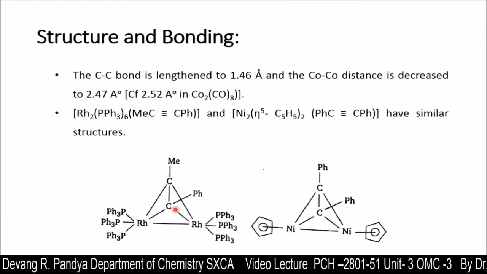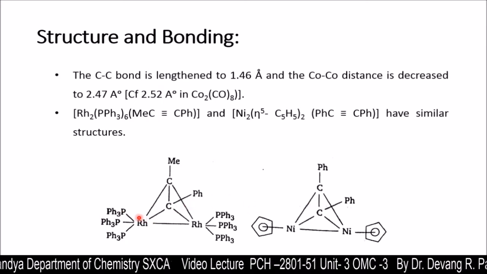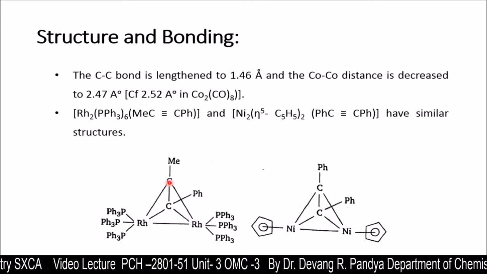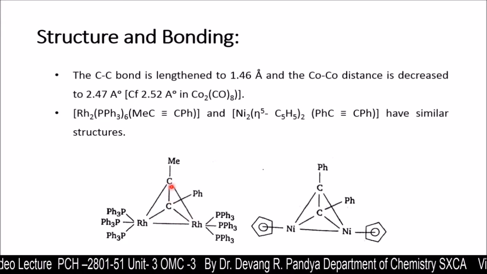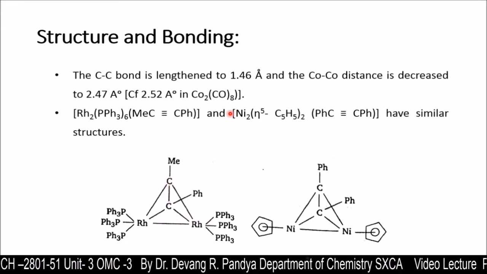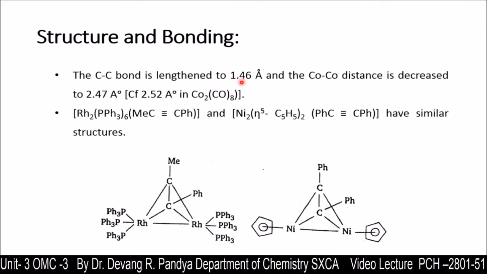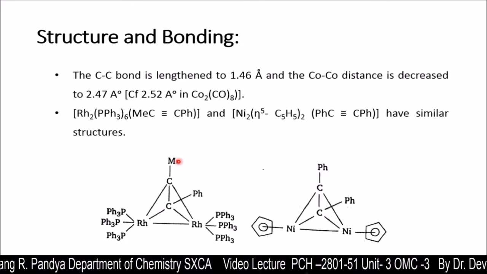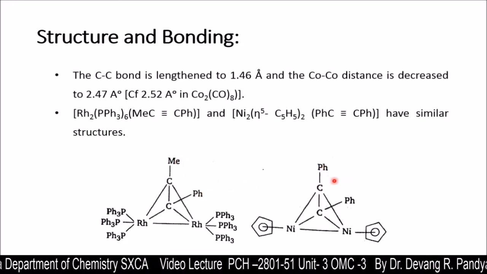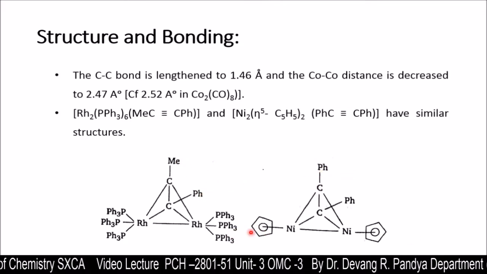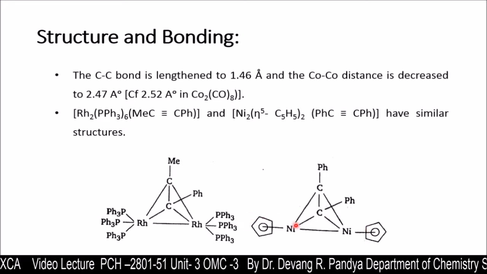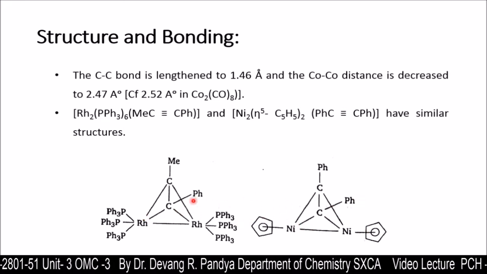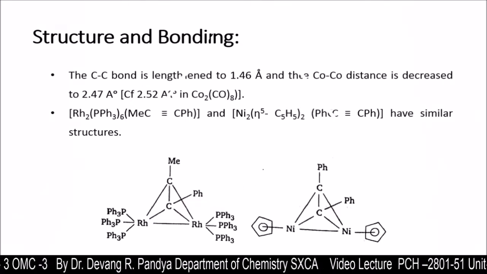And you can see these two similar kinds of structure over here, with triphenyl phosphine ligands on both sides of the rhodium, and on the upper side we're going to have this acetylenic bond where the carbon bond length will be higher, that is 1.46 angstrom. Here as well, here one group is a methyl group, here both groups would be phenyl groups, and here both groups will be cyclopentadienyl, but the structural arrangement is quite similar between these two bicentric complexes.